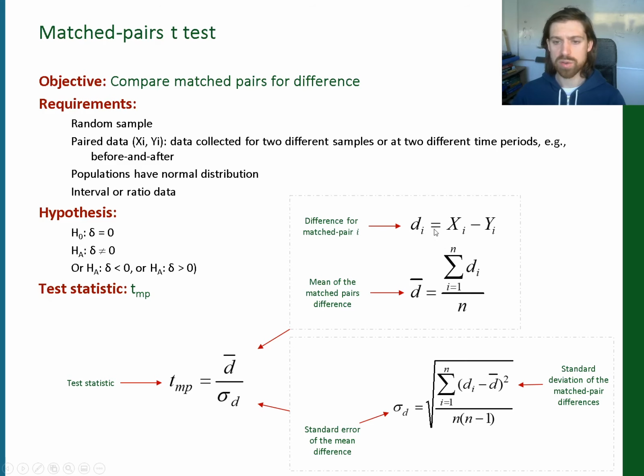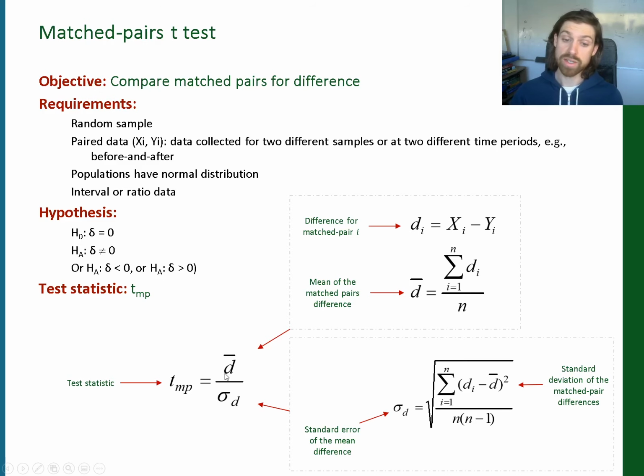So in this case, what we do is we get the differences for each pair, so that's di, so we subtract yi from xi, and that gives us the difference. And then what we need to do is we need to sum all of those differences up, so sigma di, and then we need to divide by the number of entities in the sample, and that gives us the mean of the matched pairs differences.